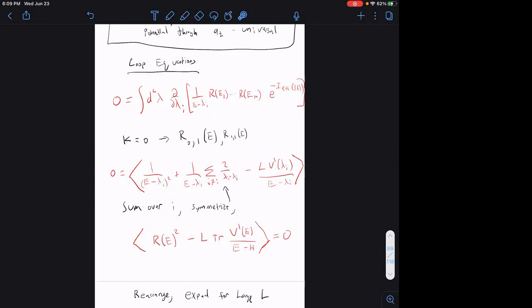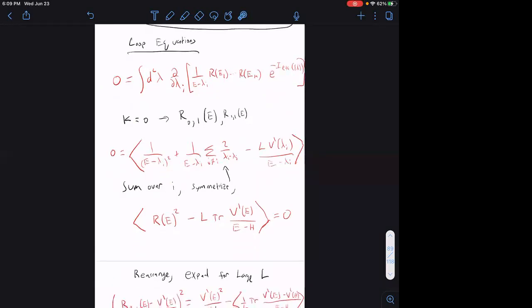The loop equations come from taking this integral over the eigenvalues, where the integrand is a total derivative, so it's equal to 0. The integrand is 1 over E minus lambda I, times some products of resolvents, times e to the minus effective action. This has a Vandermonde, it has the potential. If you consider different numbers of resolvents in here, you get different sets of equations that give you information about different resolvent correlators.